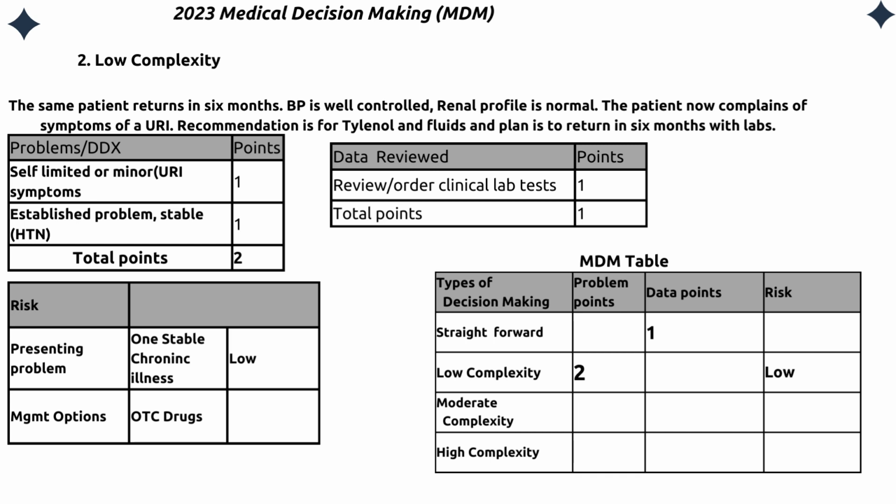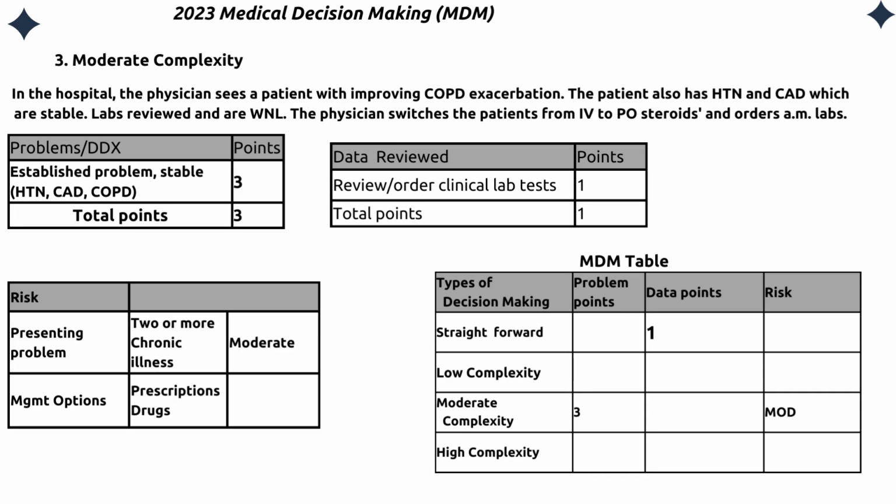According to the risk management option, the physician here is ordering an OTC drug. Now using the MDM points table, determine the level of MDM. Since as per our rule only 2 of 3 dimensions are required, this would add up to low complexity medical decision making. And the third level of MDM is moderate complexity.